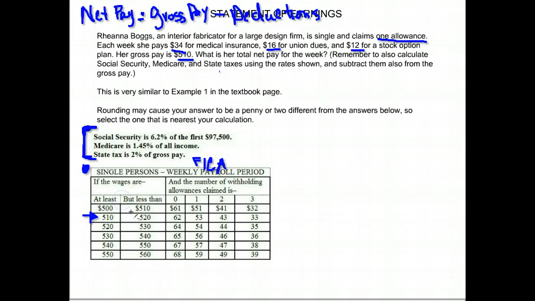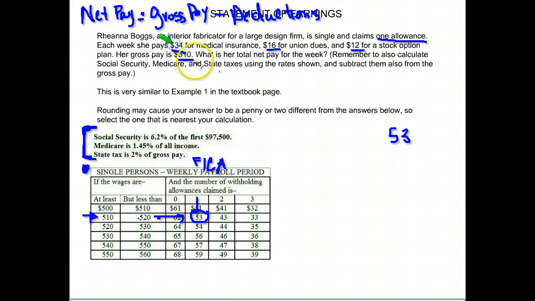Notice up here, less than 510 would be here, but here we get from 510 to anything less than 520. This is the range we're in. If she made like $535, we would go here because 535 is between 530 and 540. But here's our column. We're going to go over to where it says 1 allowance. So we look down from there and over from our income, and get $53. That's going to be her federal income tax from the table. So that's a deduction.